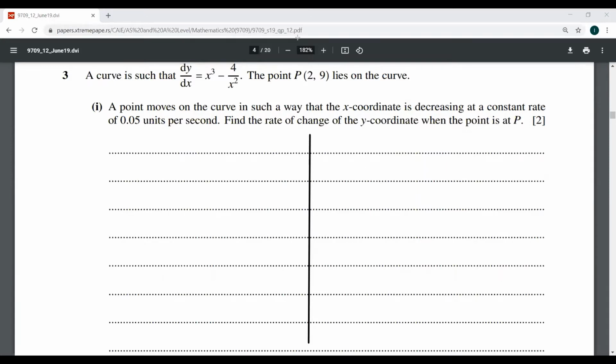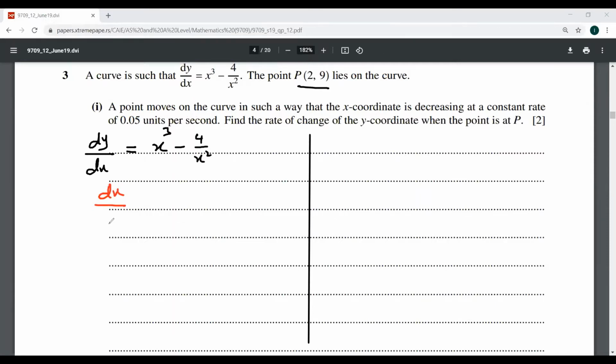Okay, so it says a curve is such that dy by dx. So this is a kind of a differential equation, though we study that in P3, but the differential equations just start right from P1. So this is your dy by dx, okay? And then it says there's a point P2, 9. A point moves the curve in such a way that the x coordinate is decreasing at a constant rate of 0.05 units per second. So we are given the rate of change of x.